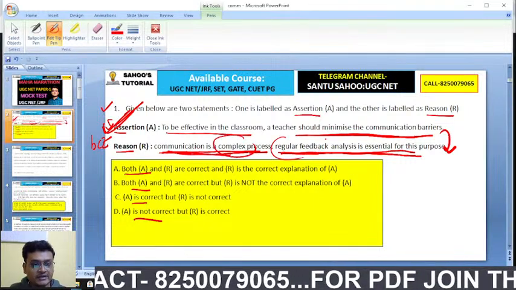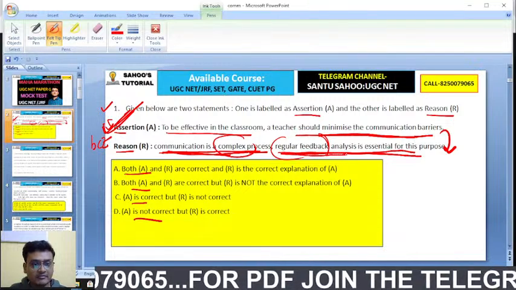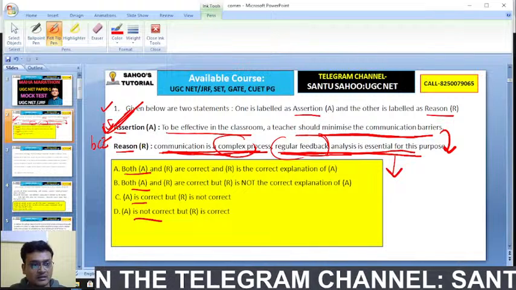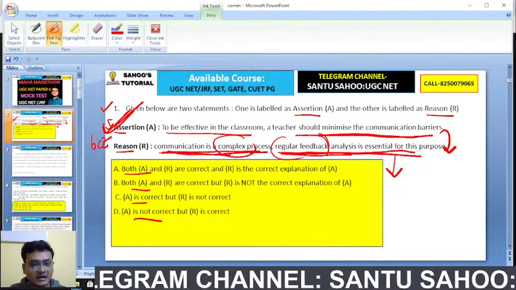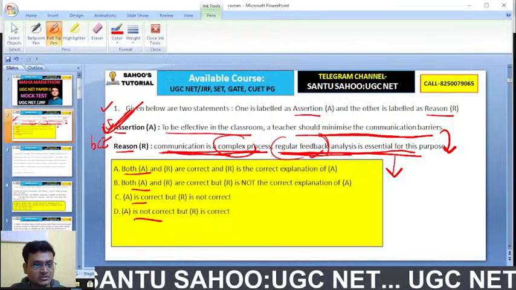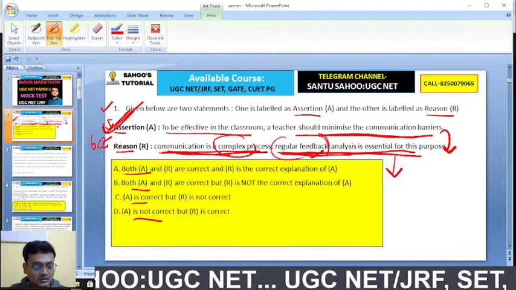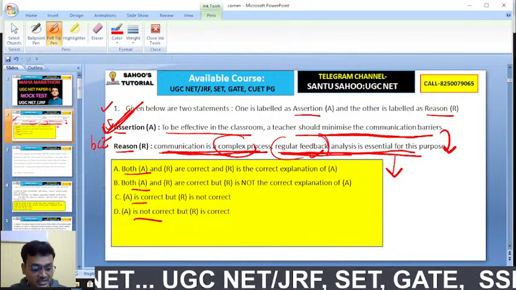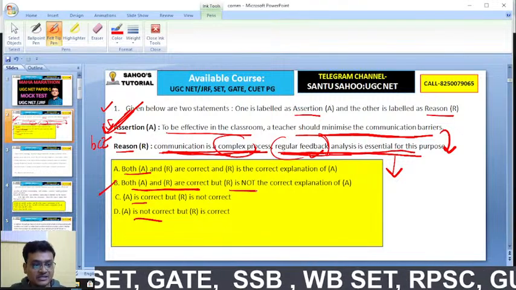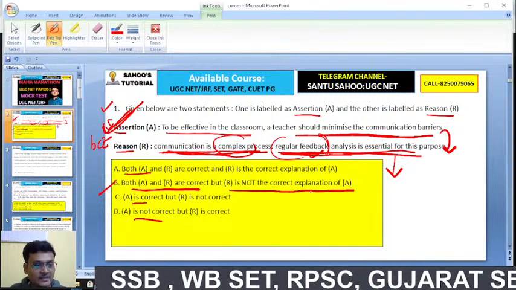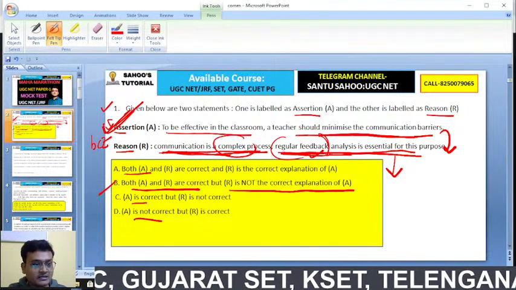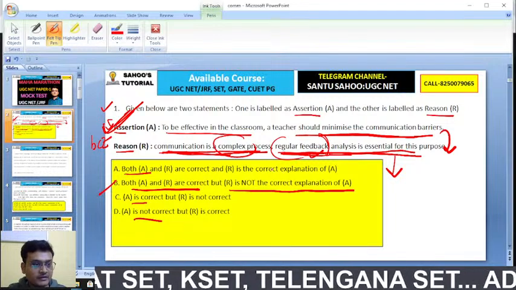Regular feedback is required. If you don't get regular feedback, how will you know whether your communication is fruitful, whether the receiver is understanding or not? You will be able to understand when you get the feedback. So this reason is also correct, but it is not a correct explanation. That's why alternate B is the right answer. Both A and R are correct, but R is not the correct explanation of A, isn't it? Both statements are correct, but R is not the correct explanation of A.